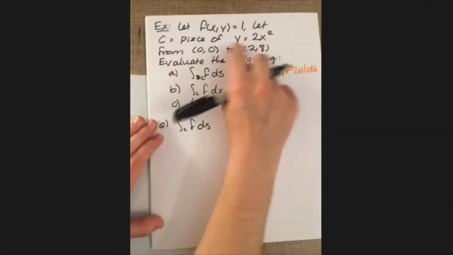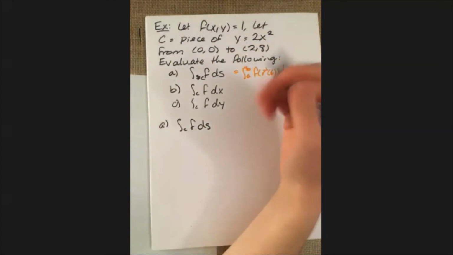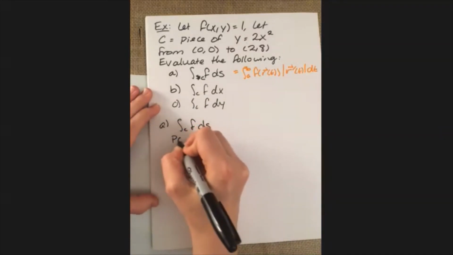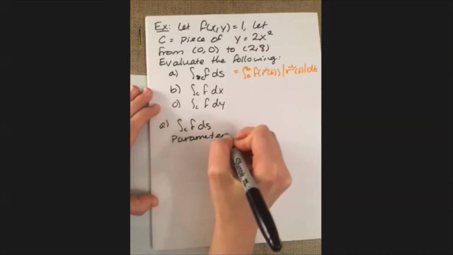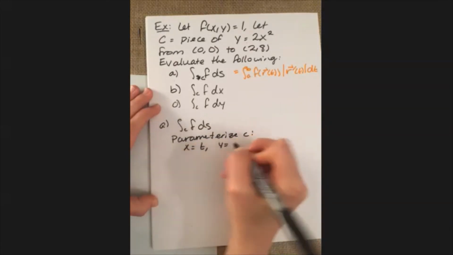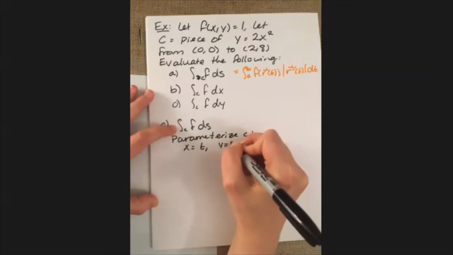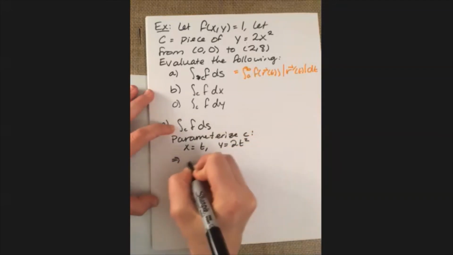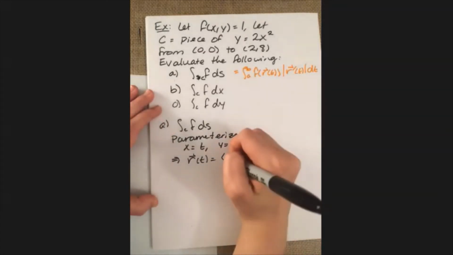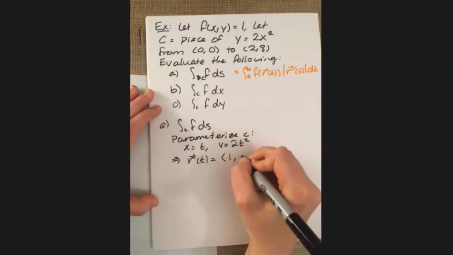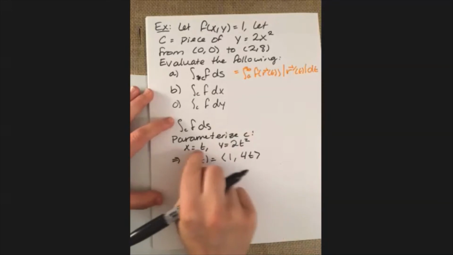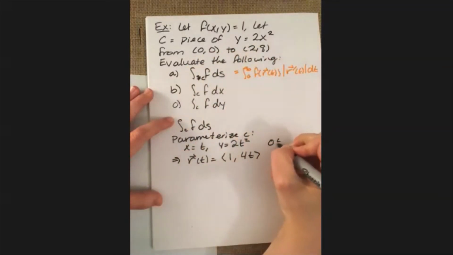In this case, we're trying to parameterize the graph of a function. When we have that, we always let x be equal to t, and y be equal to 2t squared. And our bounds on t are really just the bounds on the x values, so t has to be between 0 and 2.